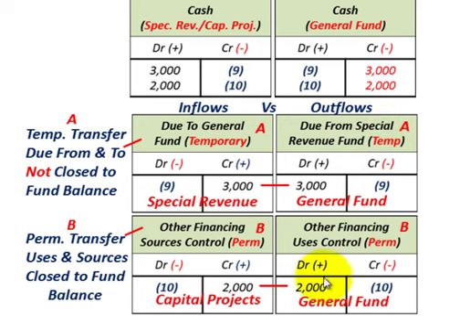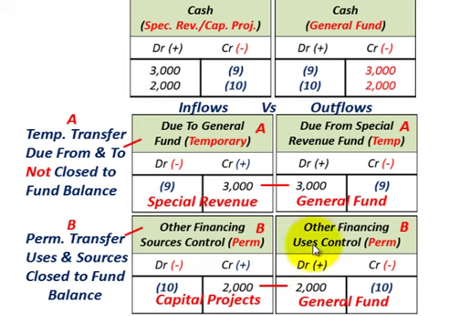Just understand those nomenclatures for the temporary difference. And then moving down for the permanent differences, again the general fund is sending the cash over to the capital projects fund. So this is other financing uses. They're using this cash by sending it over to this other fund. And the fund that's receiving the cash, this is where they have other financing sources. So it becomes a source to them. So that's kind of easy to understand.